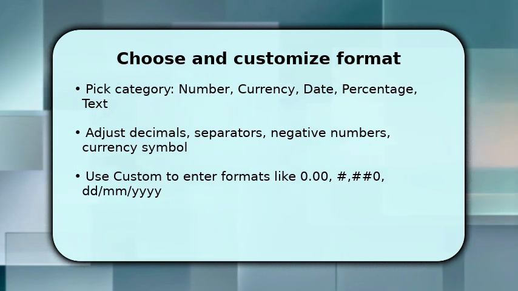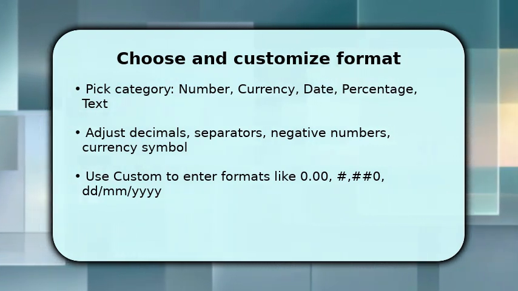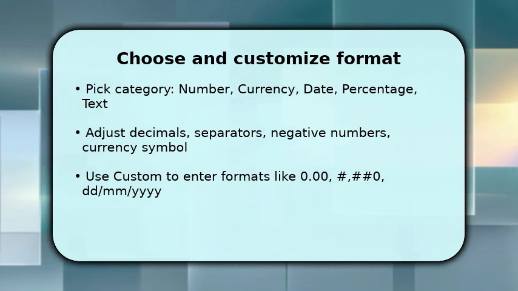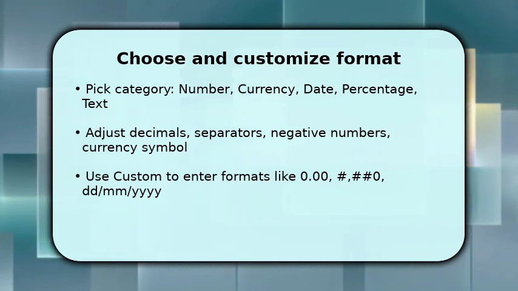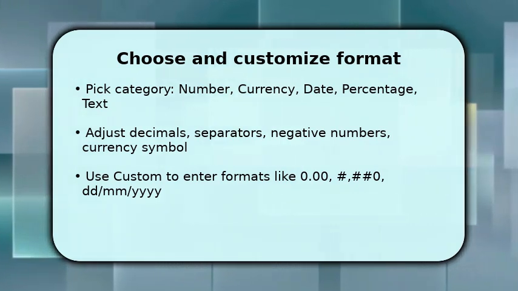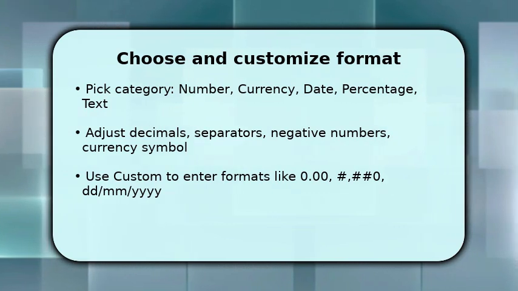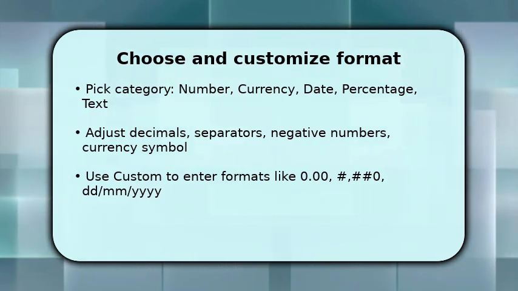If none fit, click Custom and type a format code such as 0.00 or DD/MM/YY. This gives precise control over appearance. Remember, you can also clear formatting. Apply the format and immediately verify by scanning cells and recalculating if needed.